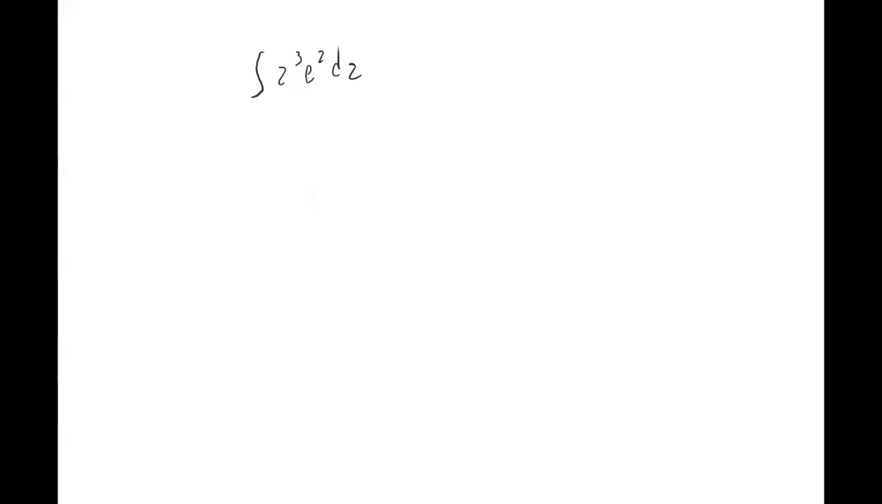So let's do that. Let's derive this, integrate this. If I integrate, nothing changes, right? Minus, if I derive this, I get 3z squared.